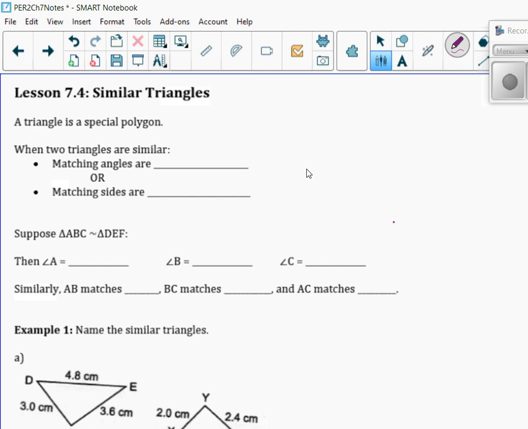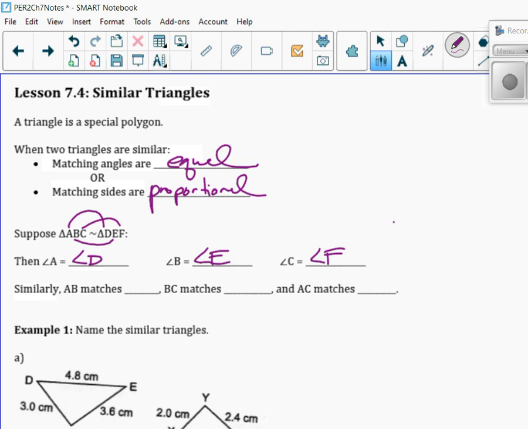So when two triangles are similar, matching angles are equal, or the matching sides are proportional. You don't have to check both. So suppose triangle ABC is similar to triangle DEF. That means angle A, because it corresponds with D, is equal to angle D's measure. So if angle A is 40 degrees, then angle D would be 40 degrees. Angle B would correspond with E, and C would correspond with angle F.